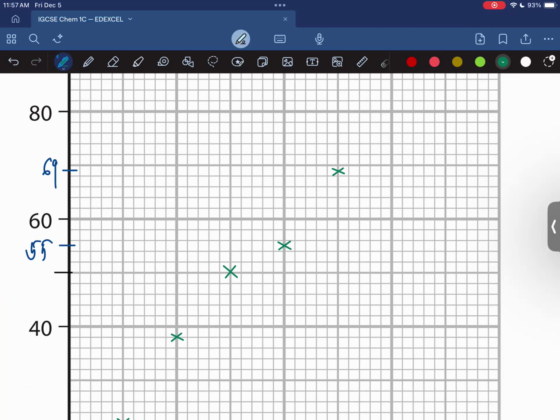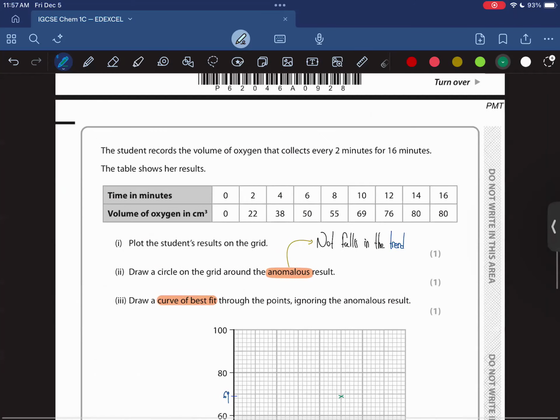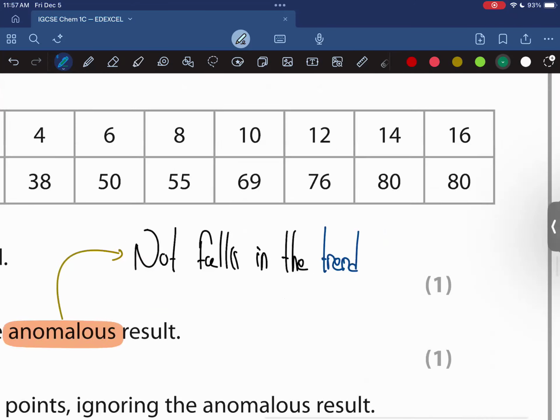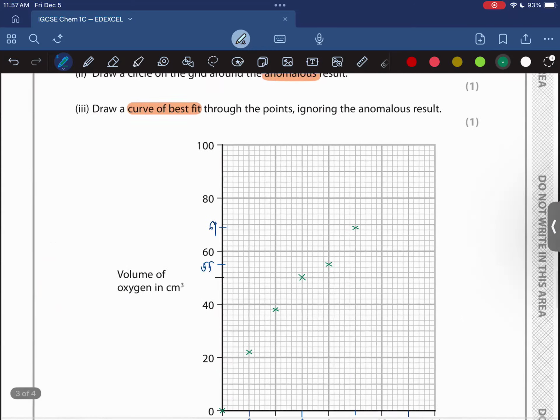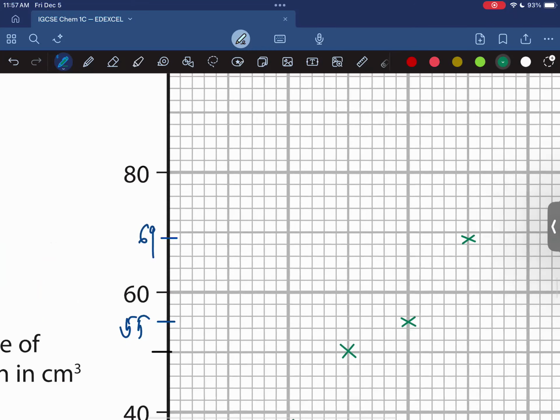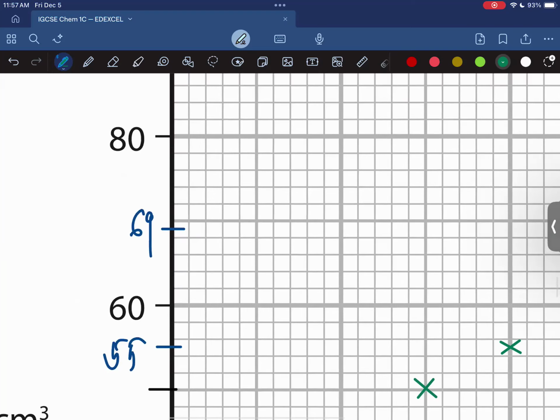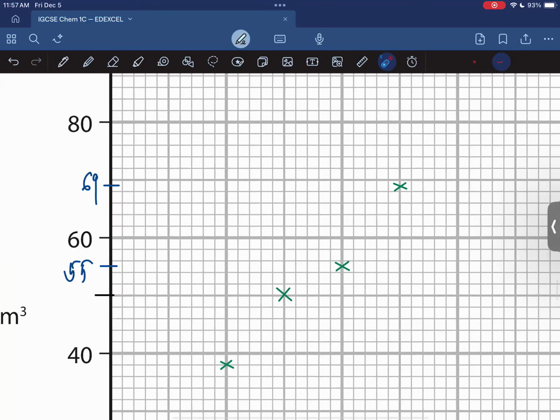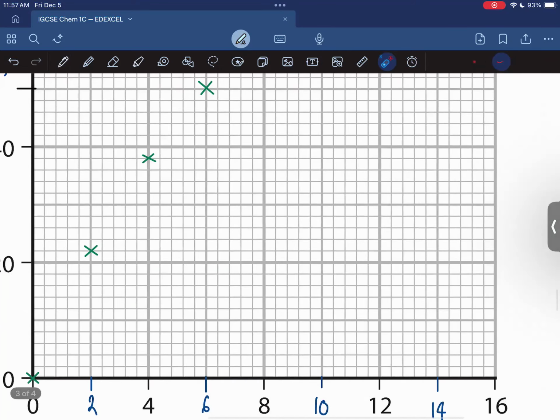Okay, this is going to be 69. Now 1276, 80, 80, right? So 1276, 76. This is 70, 72, 4, 6. For 12, this is going to be 76, 78, 80, right? So yeah, for 12, this is going to be 76.